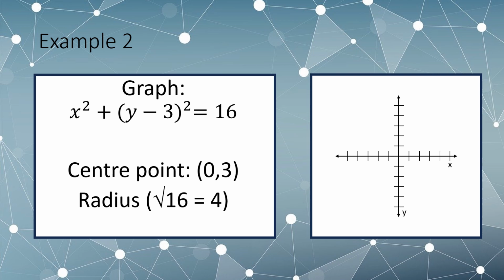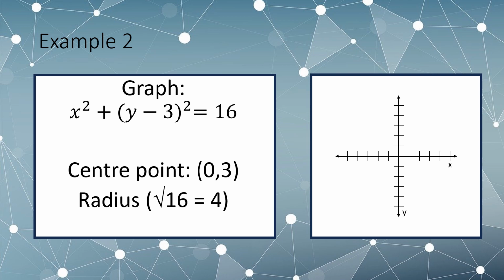So our center point for this graph is 0, 3. Our radius, once more, is the square root of that value on the right-hand side of the equation. So the square root of 16 equals 4. Right, let's use this information and once more graph it on the Cartesian plane.